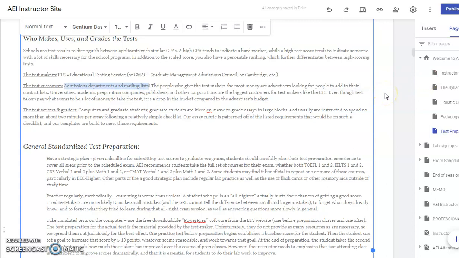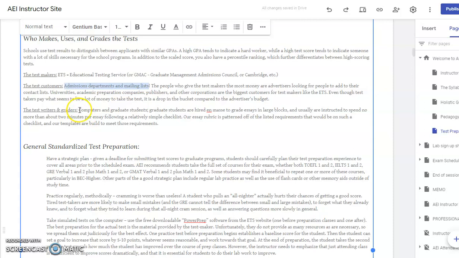The people who actually give test makers the most money are advertisers looking for people to add to their contact lists. So this includes universities, but it also includes academic preparation companies, publishers, and other corporations. Even though test takers pay what seems to be a lot of money to take the test, it's actually a drop in the bucket compared to the advertiser's budget.